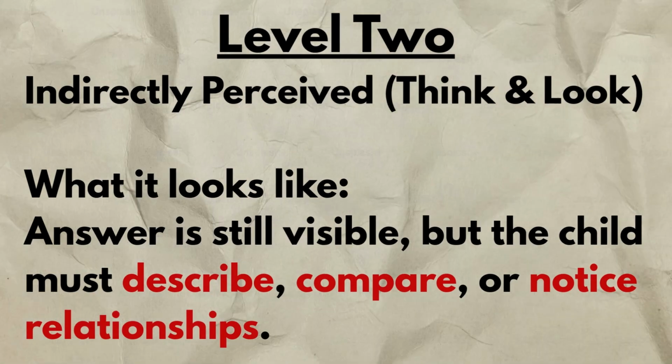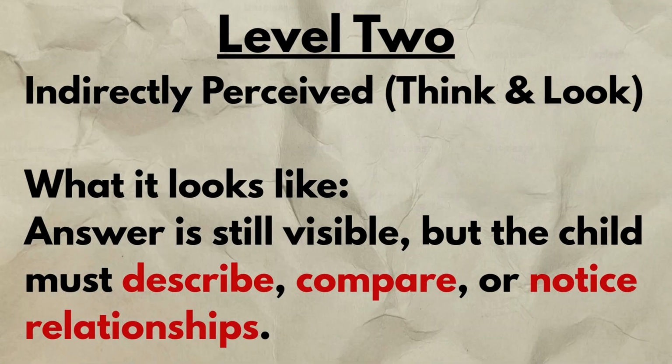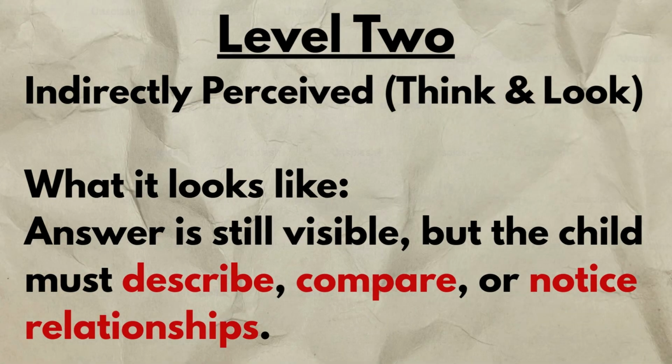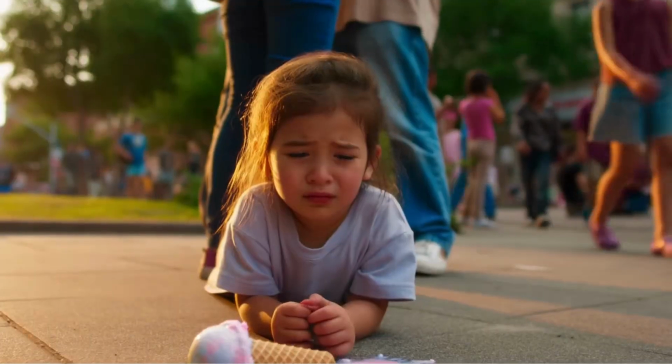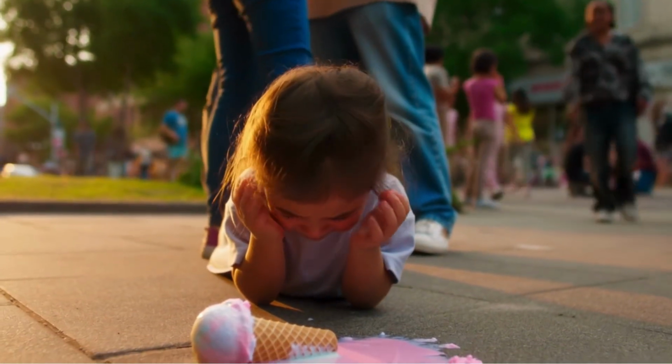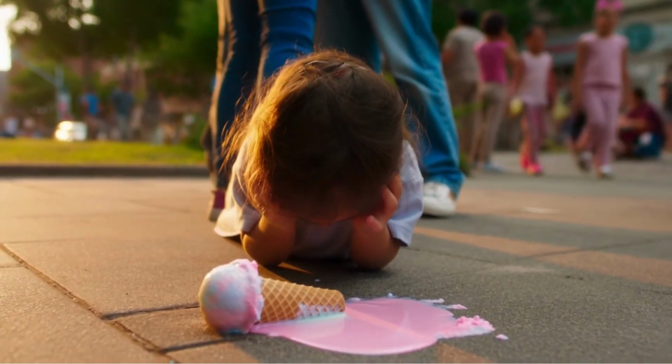Level 2 is indirectly perceived. You still have to answer the question by what is on the page, but it requires the children to think or describe a little bit more. For example, if a picture was showing a girl crying with ice cream on the floor, you would say, "Why is the girl crying?" They would have to piece together the ice cream on the floor was dropped out of the girl's hand, making her upset.